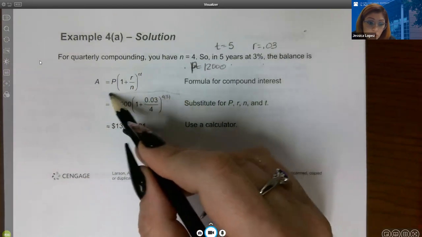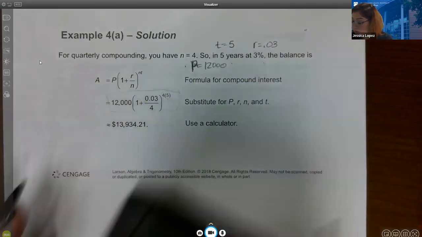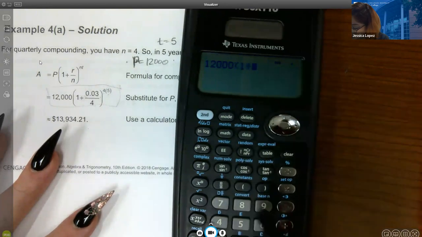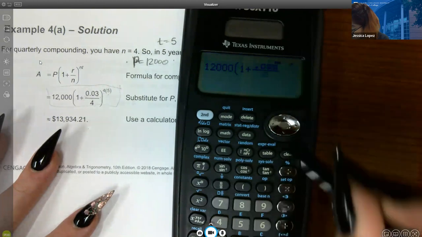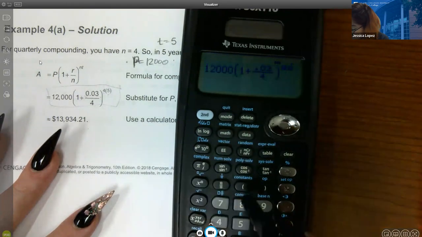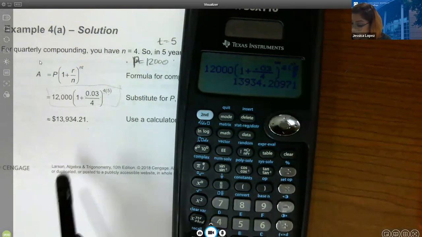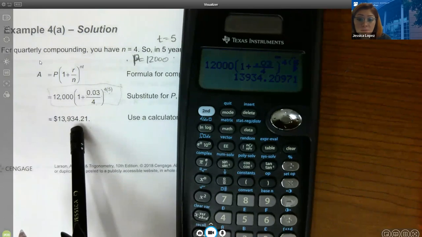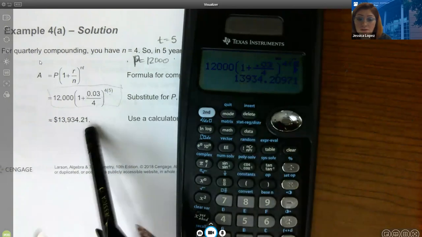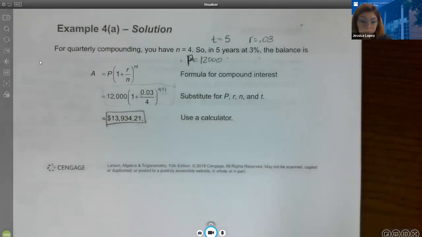And if you type this whole thing in your calculator, it will tell you that, okay? And it does have to be all of that exactly the way it looks. So I'm gonna type 12,000 parentheses, 1 plus fraction, 0.03 over 4, get to the side, close it, get an exponent, 4 times 5. It literally needs to look exactly like it does on the paper. And when I hit enter, it tells me this exact number. But since I am talking about money, you just round to the second decimal place. So that 9 makes that 0 go up to 21, okay? And we end up with this as our final answer for part A, okay?